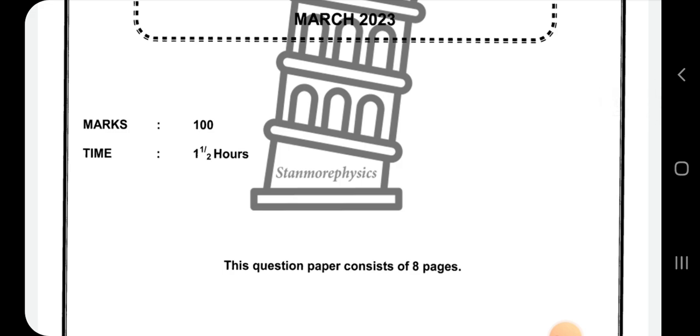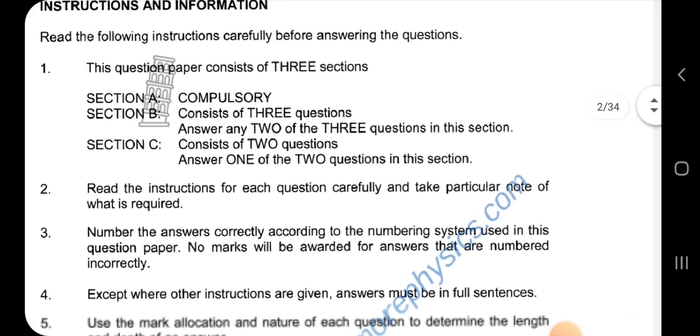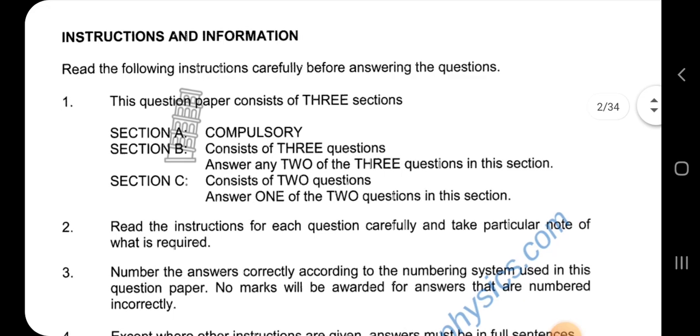The first page, we have 100 marks and time is 1.5 hours. And on the second page, we have instructions and information. Read the following instructions carefully before answering the question. So this question paper consists of 3 questions. Section A is compulsory. Question B consists of 3 questions.